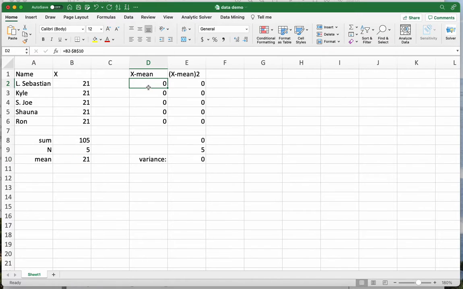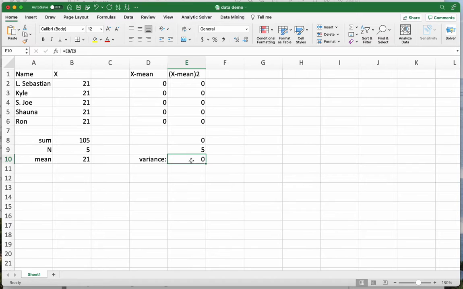This is, again, why I like Excel, the live updating of things. They're all 0. And they're all 0 because everybody's score equals the mean. They're all 0 points away from the mean. And when you square all those zeros, you just get more zeros. And when you add them up, they sum up to 0. And when you divide by 5, they turn into 0. The variance is 0. All the scores are the same.